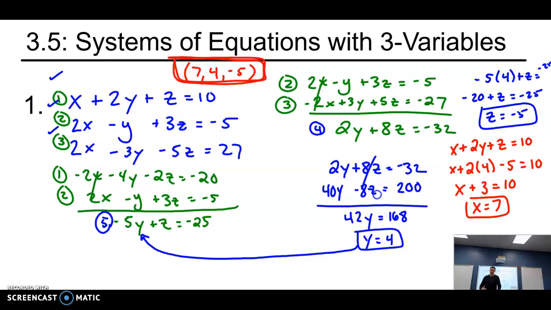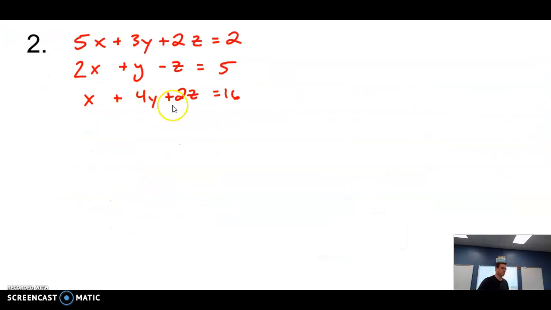And as always, you could plug these into those three equations to see if they work. Okay? I'm going to walk you through one more. So here's three equations, right? X, Y, and Z. Go ahead and number them.